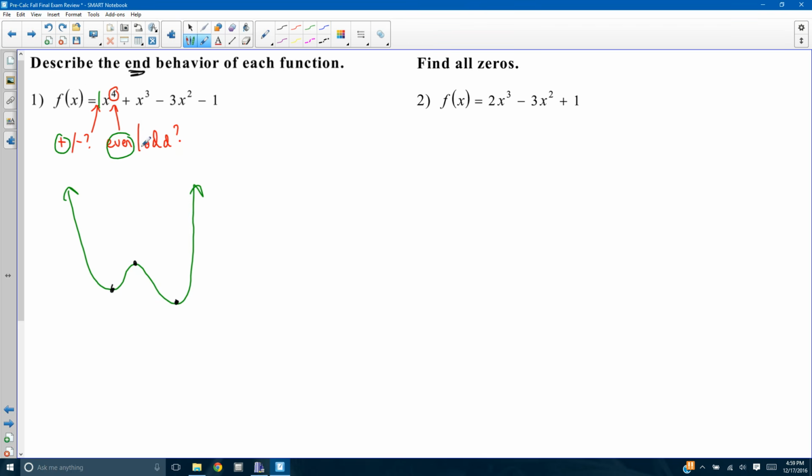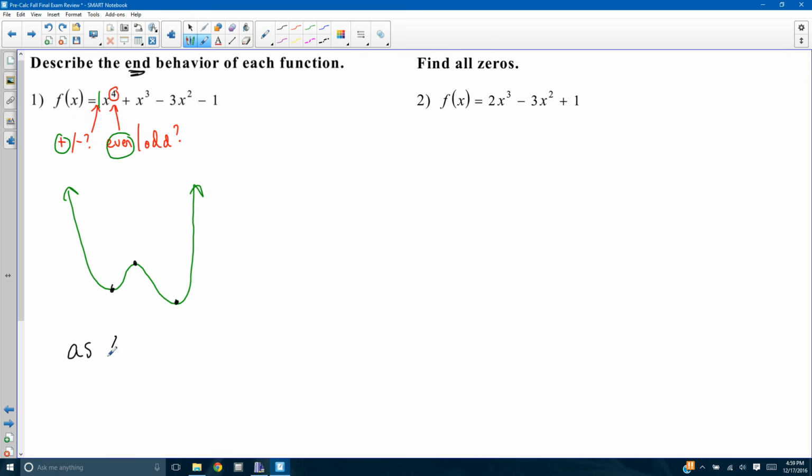If it's odd-powered, it would start down, finish up, or start up, finish down. How does an even-powered function start down, finish down? If this was negative, if it was a negative 1 right here, it would be looking more like that. Okay. Maybe it doesn't have those little humps in the middle, but it will start down and finish down. That's the point. So let's write this in that notation here.